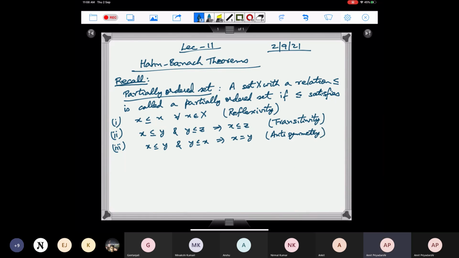But here we are not saying that if we have any two elements, then there must be a relation between them. So if I have x and y, it is possible that neither x is less than equal to y nor y is less than equal to x. Right? So that's why it's called partially ordered set.